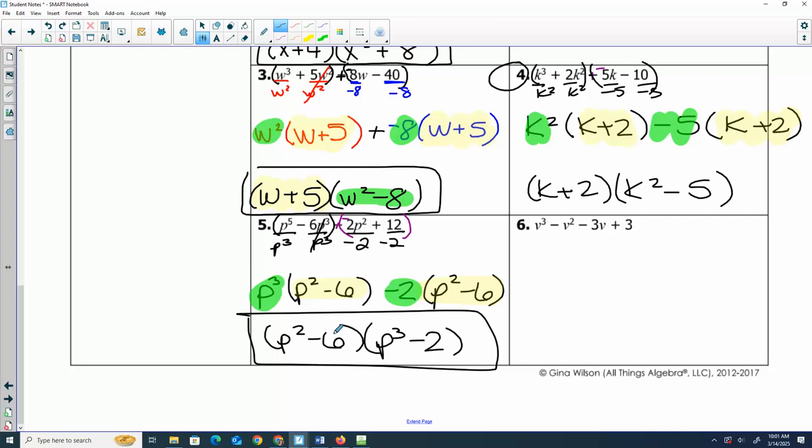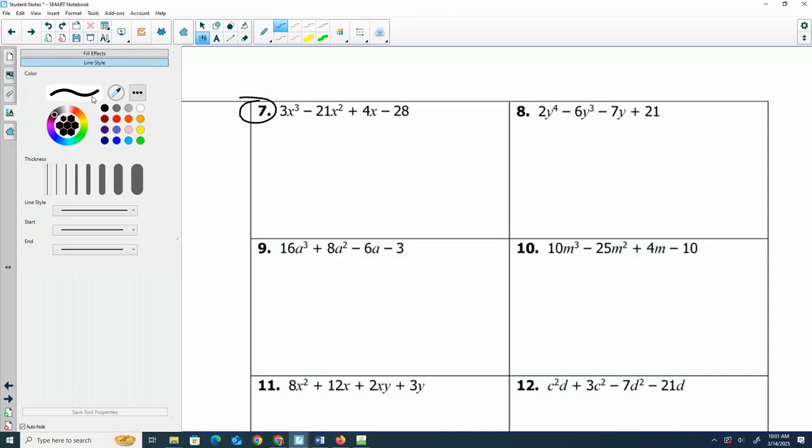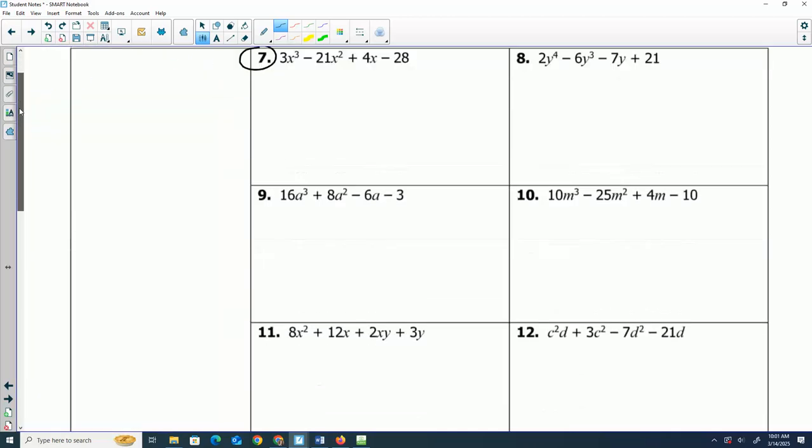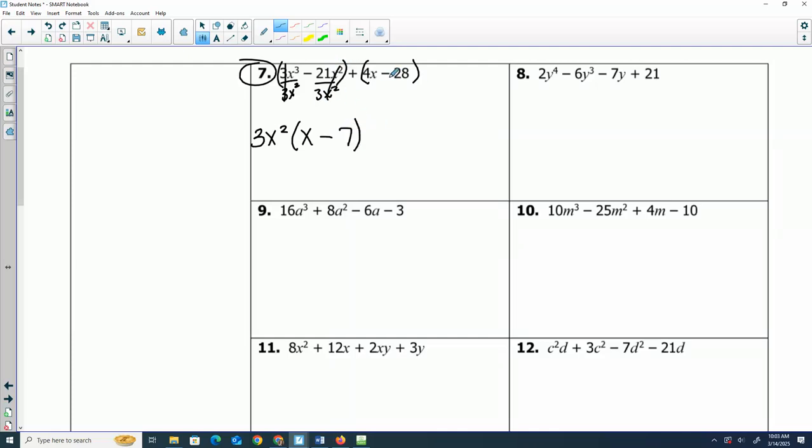I want you guys to try number 7 for me. Group the first 2 because it's a plus. You just go ahead and group the second 2. You don't have to worry about making one the negative. First parentheses, you take out 3x squared. 3x cubed divided by 3x squared. The 3's cancel. You had 3 x's, took out 2, so 1 left. 21 divided by 3 is 7. You took out those x squareds.